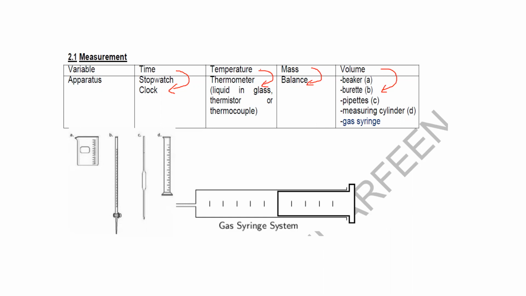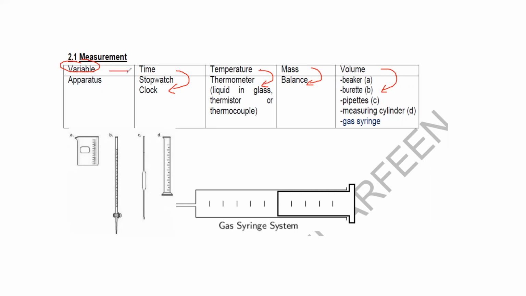The term variable means the quantity which can change, that is called a variable. For example, time is a variable. Time is not fixed, it can change. Temperature can change, mass can change, volume can change. That is why these terms are known as variables.